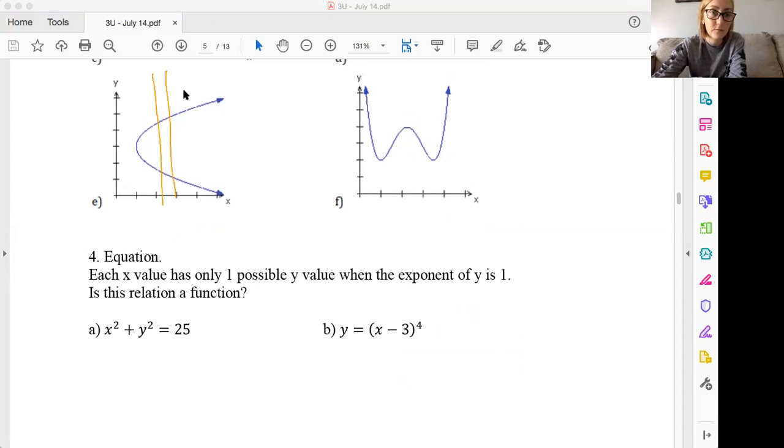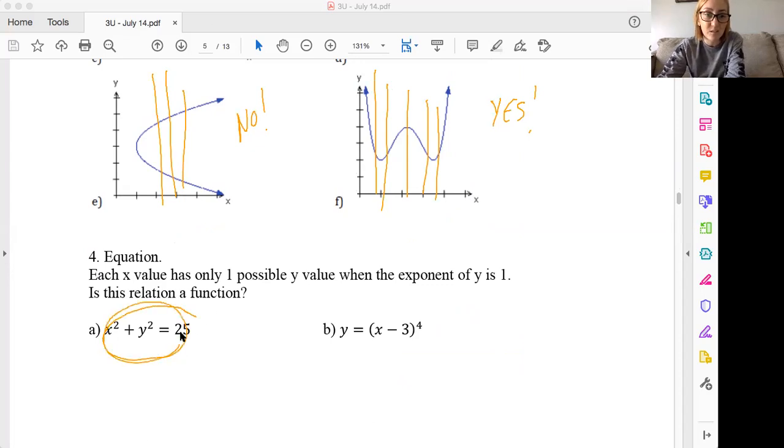So again, do your vertical line. This touches twice, so no, it's not a function. Do your vertical line on this guy. It only touches once, so yes. Okay. We know right away when you see something of this format, it's not a function. Okay. And then this guy looks just like this, to be honest with you. So that is a function.